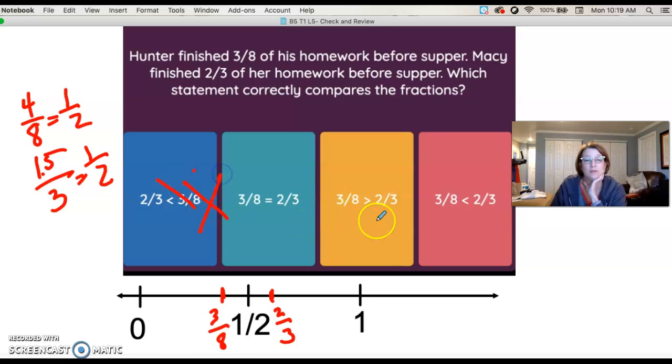Is 3/8 equal to 2/3? Nope. Is 3/8 greater than 2/3? Nope. Is 3/8 less than 2/3? That would be the correct answer.